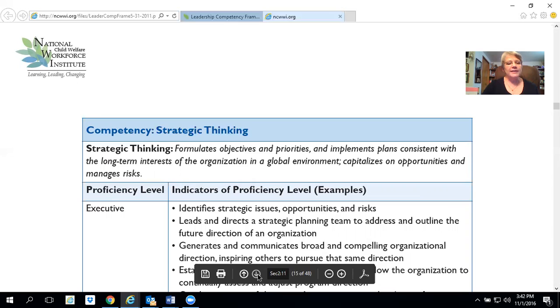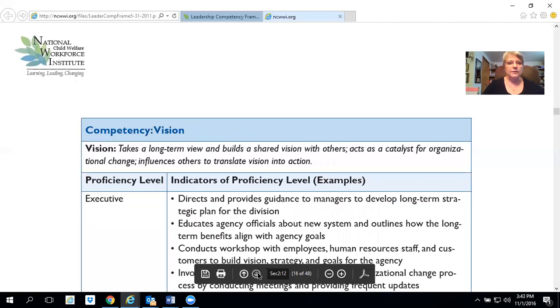So if you had the opportunity to work with someone who really knows how to think strategically and impacted you favorably, well, this might be a competency you could say, yeah, I really enhanced my strategic thinking by doing this learning project. Vision is another one, just taking a long-term view.